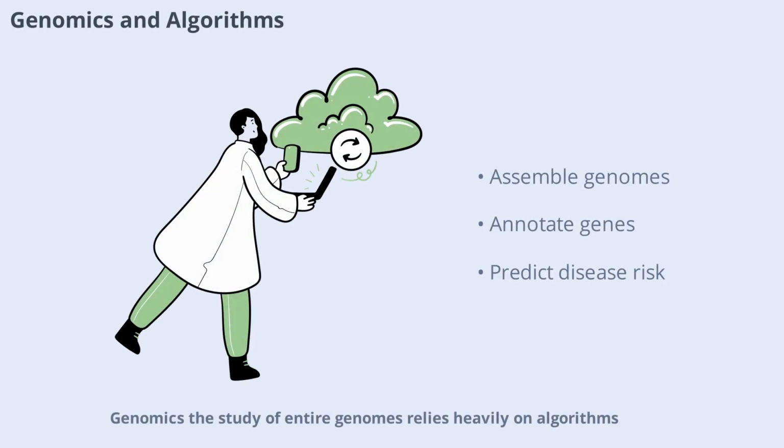Genomics, the study of entire genomes, relies heavily on algorithms. Sequencing technologies generate massive amounts of data, and algorithms are needed to assemble, annotate, and analyze this information. From identifying genetic variants to predicting disease risk, algorithms make it possible to turn raw sequence data into meaningful biological knowledge. As sequencing becomes faster and cheaper, the role of algorithms in genomics will only grow.